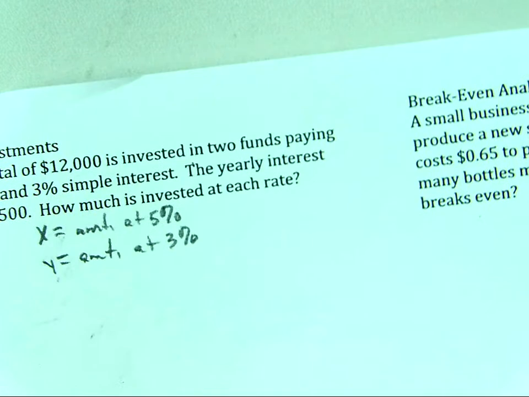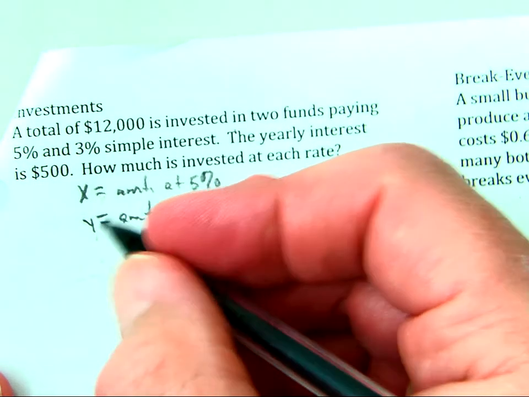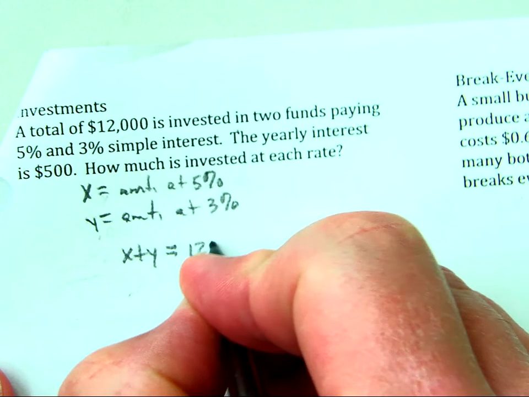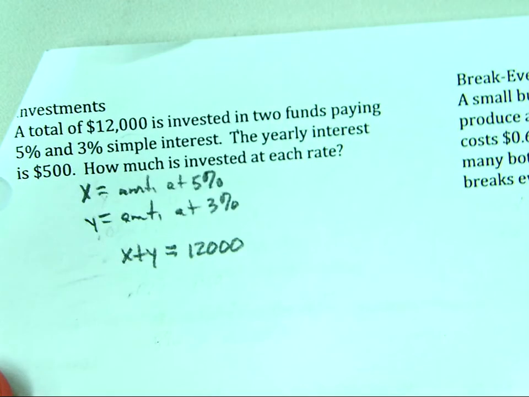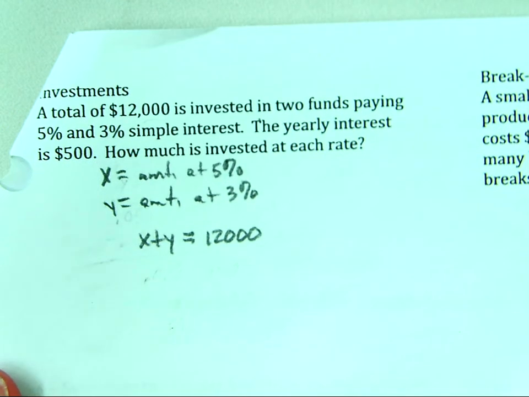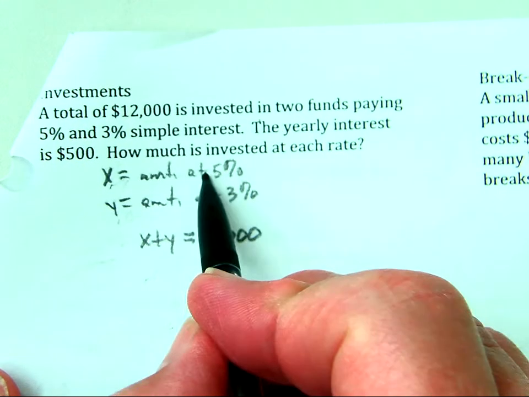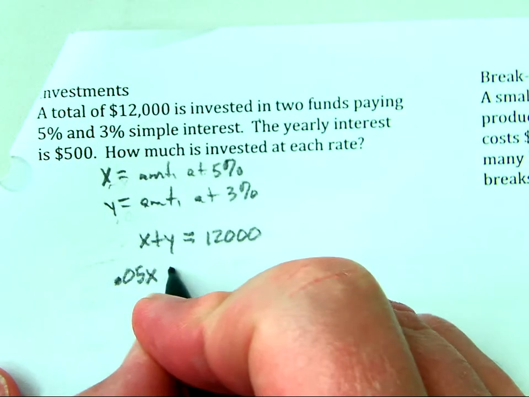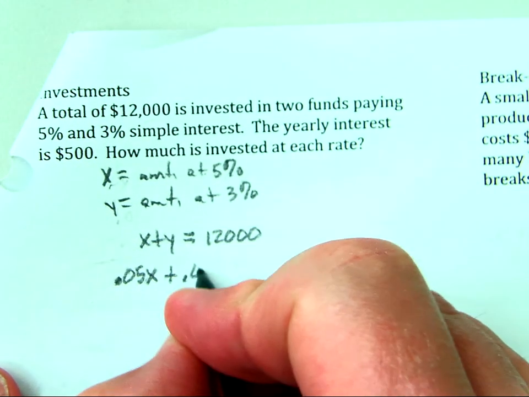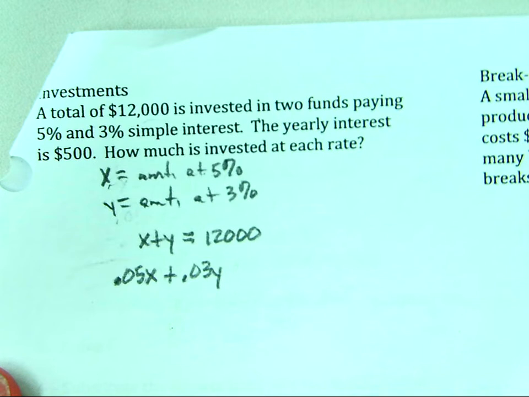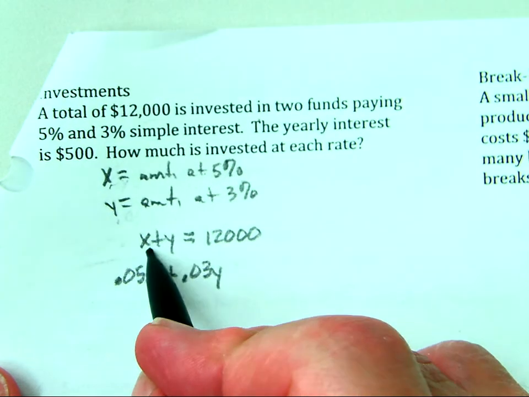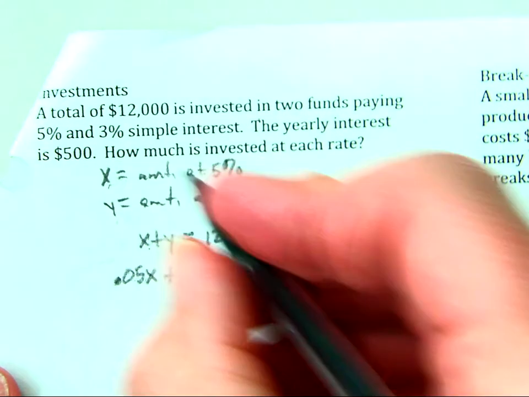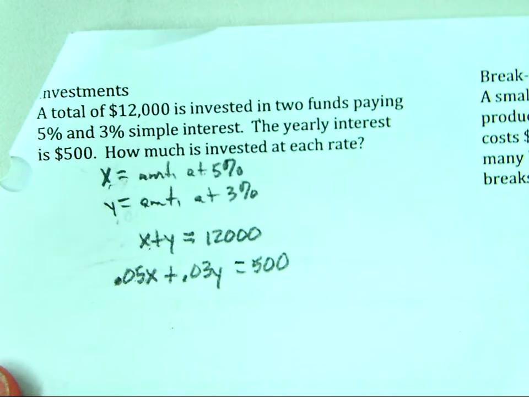So first, for your total, well, if we have X and Y, that means X plus Y, our total amount, has to be $12,000 that we invested. Now, for how much money you earned at each. Well, at X, we make 5%, so the amount of money we earn is 0.05X. The amount we earn at Y is 0.03Y. So you take the percent times the amount at that percent. So 0.05X plus 0.03Y, and it says the total we want to make is $500. There's our two equations.